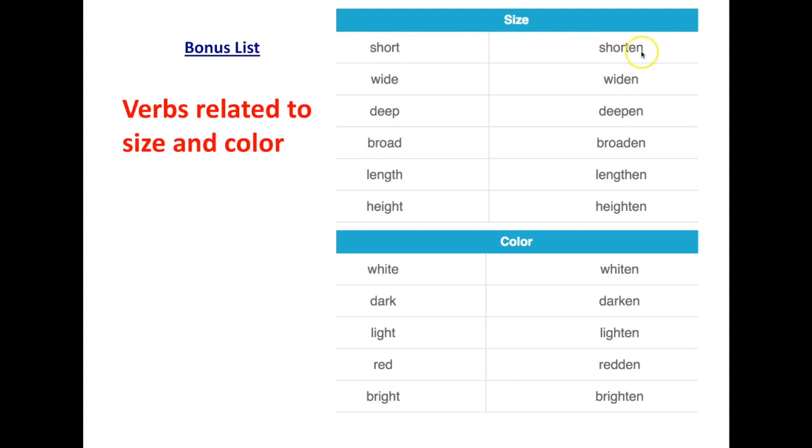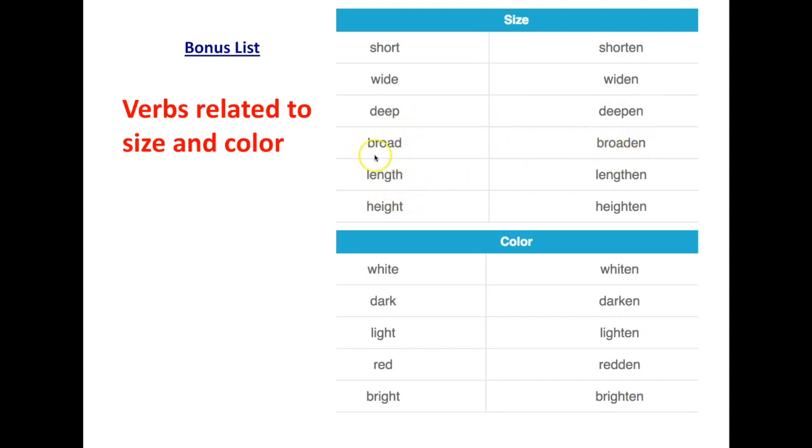Aquí tenemos short, shorten, wide, que significa amplio, and then ampliar, widen. We also have deep, que significa profundo, and then deepen, significa profundizar. Then we have broad, we already saw broad, ya vimos broad.